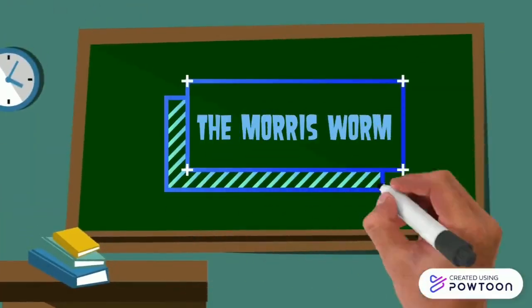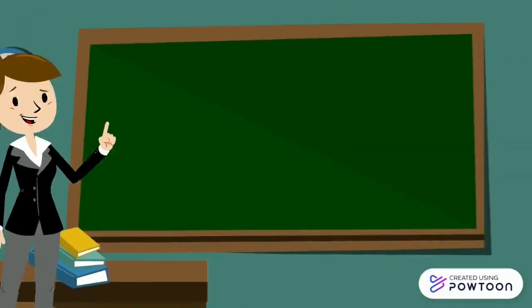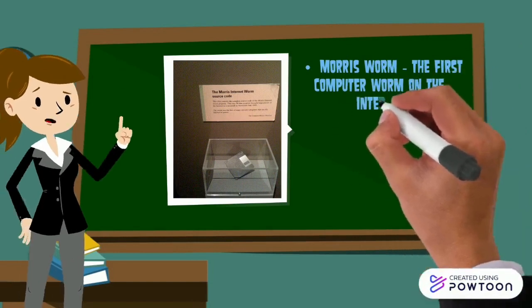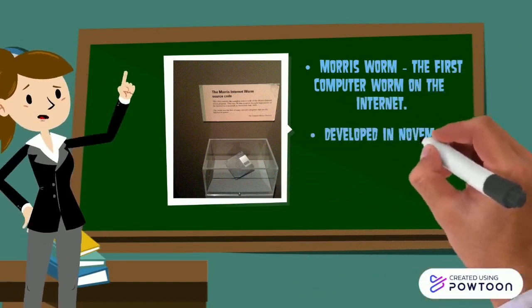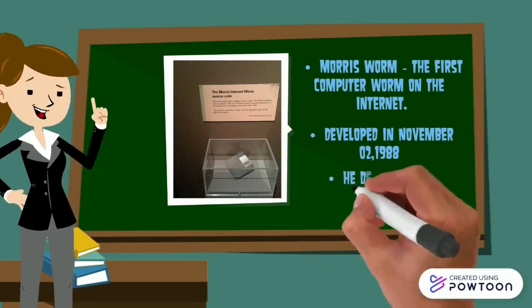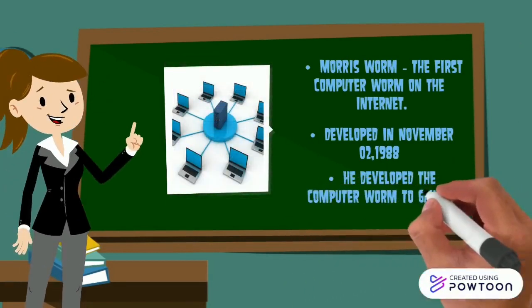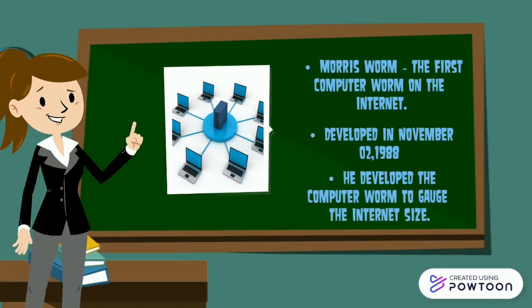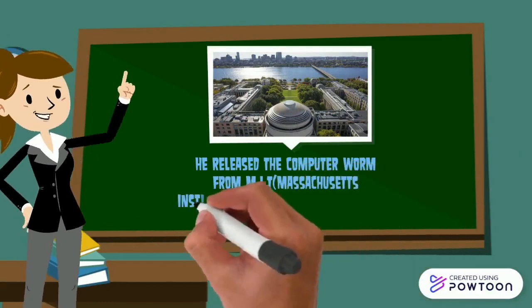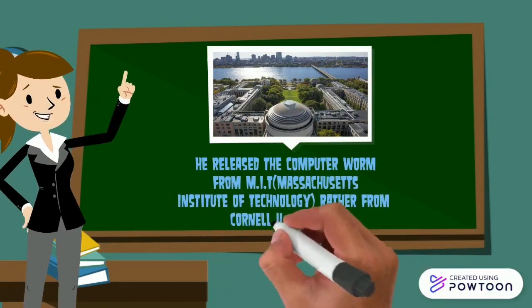Let's talk about the Morris Worm. The Morris Worm is the first computer worm invented on the internet. It was released on November 2, 1988. He designed the Morris Worm to find out just how big the network was. He released the computer worm at Massachusetts Institute of Technology, or MIT, rather than from Cornell University.